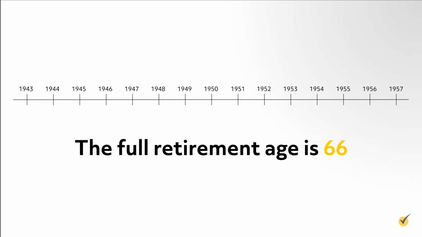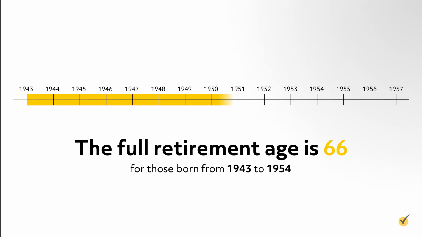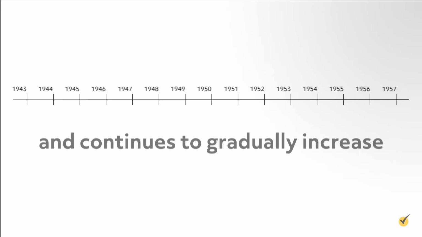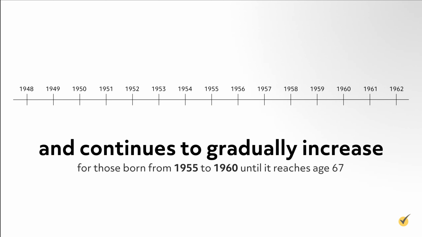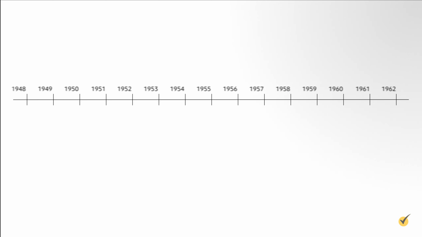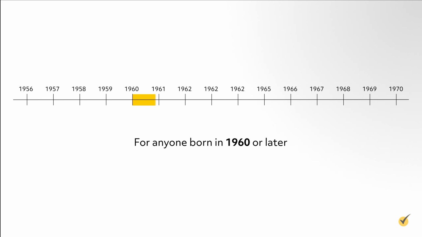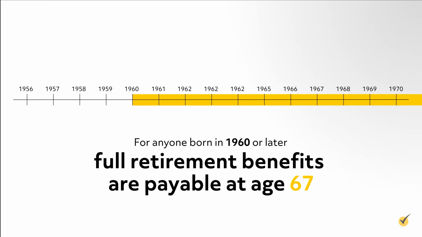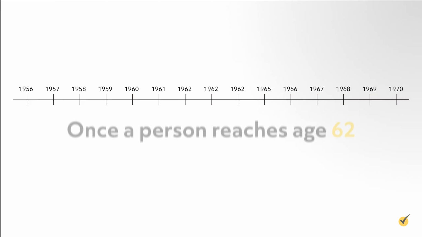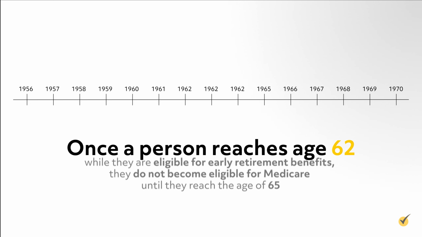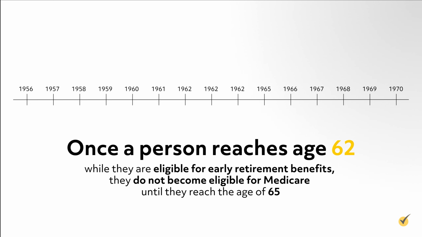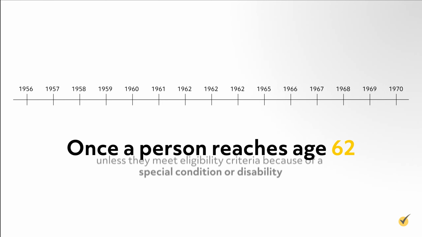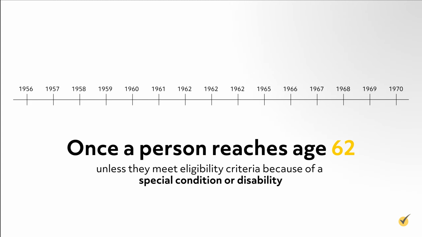The full retirement age is 66 for those born from 1943 to 1954, and continues to gradually increase for those born from 1955 to 1960 until it reaches age 67. For anyone born in 1960 or later, full retirement benefits are payable at age 67. Once a person reaches age 62, while they are eligible for early retirement benefits, they do not become eligible for Medicare until they reach the age of 65, unless they meet eligibility criteria because of a special condition or disability.